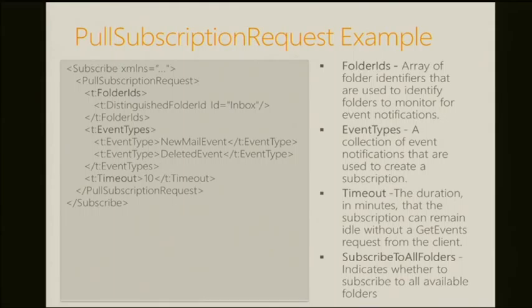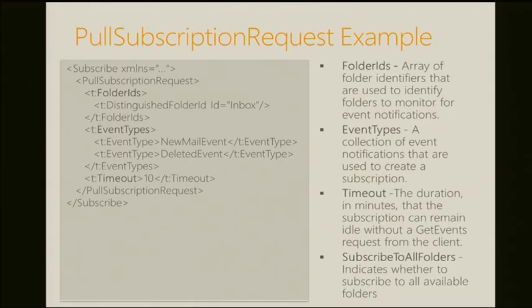Looking at the anatomy of these requests, this is a pull subscription request. This is creating a subscription on the server. This is the first request a client makes: I want to subscribe to events on this folder, and it's specifically a pull subscription request. You can pass it a number of folder IDs, so it could be any number of folders within a mailbox. And here we're using a distinguished folder ID.